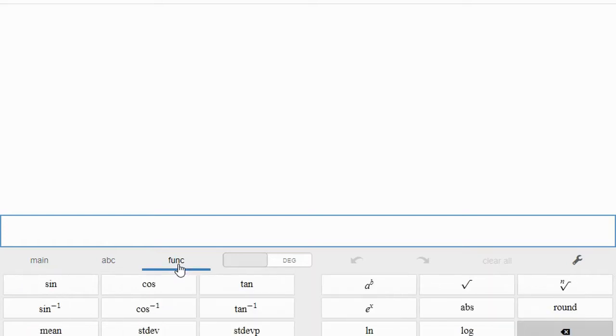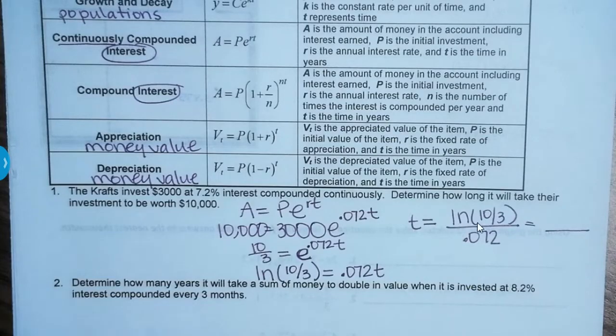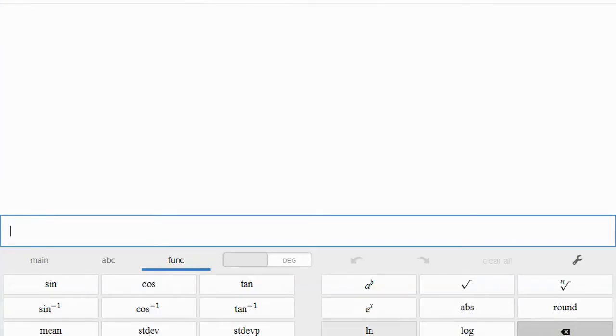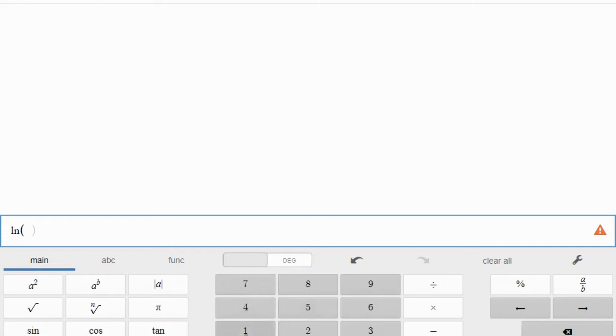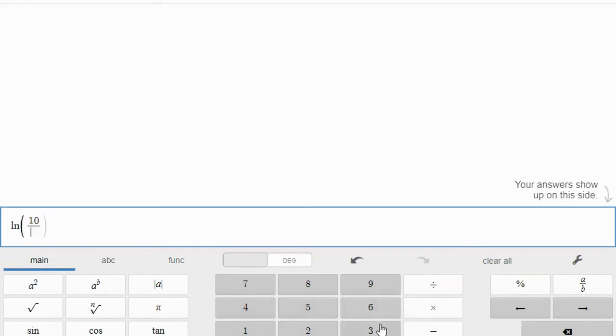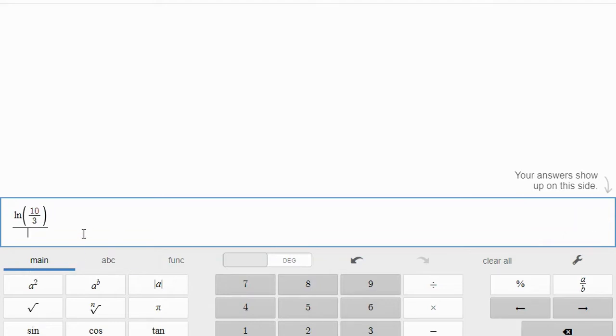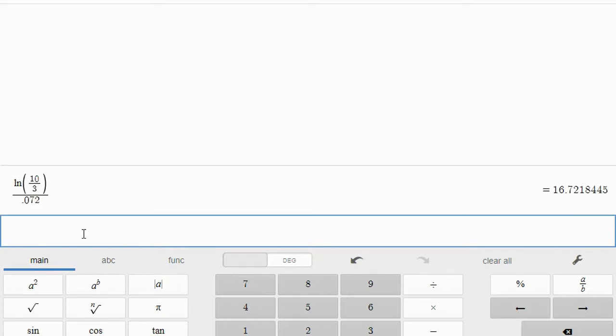Okay. Now we need to type in number one. We're trying to do the natural log of 10/3 divided by 0.072. So right here, I'm going to do natural log of 10/3. Where are my numbers? So I went back to main. Divided by 0.072. Enter. Okay. So now the calculator has done it for you.